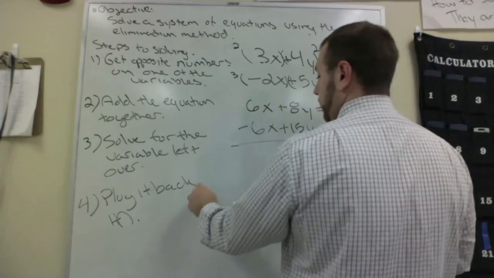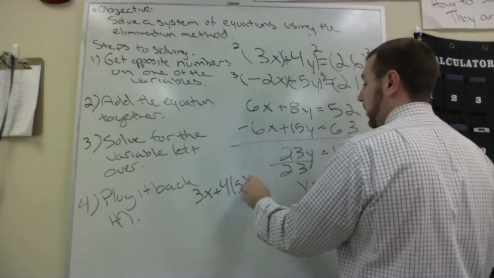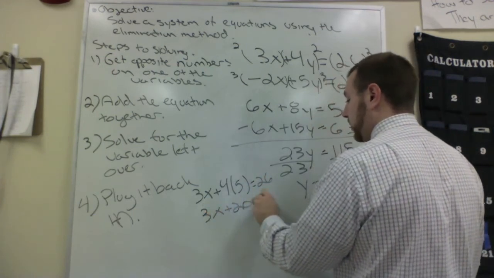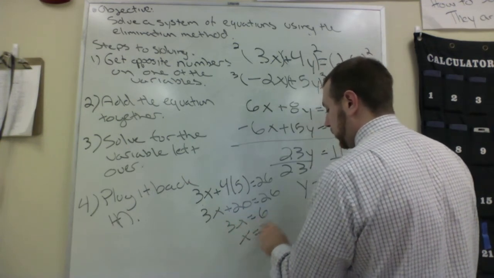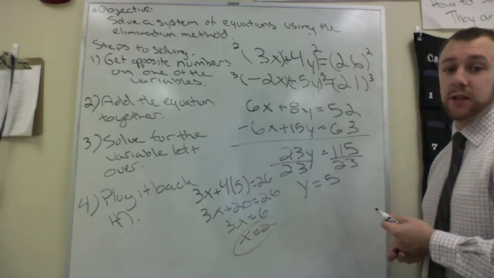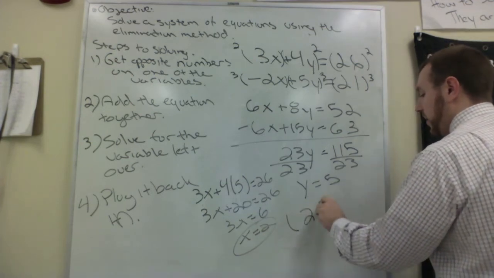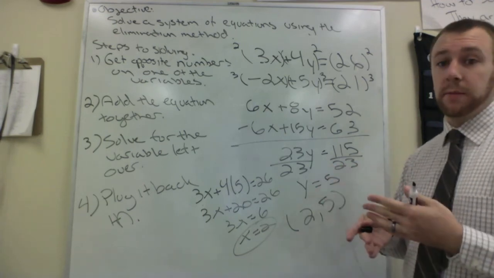So I'm going to do 3x plus 4 times 5 equals 26. 3x plus 20 equals 26. 3x equals 6. X equals 2. So the answer to example 7 is 2, 5. All right, this gets a little bit more complicated.